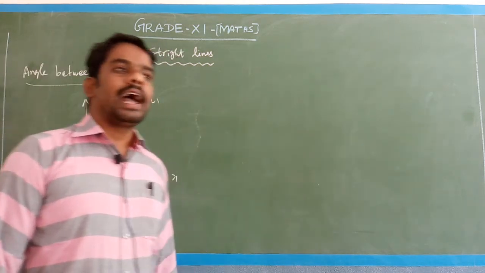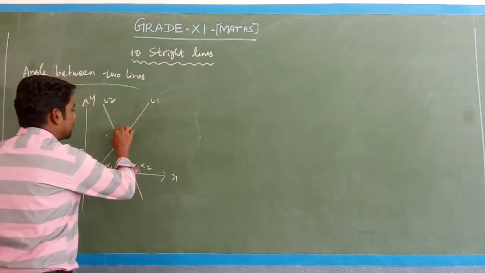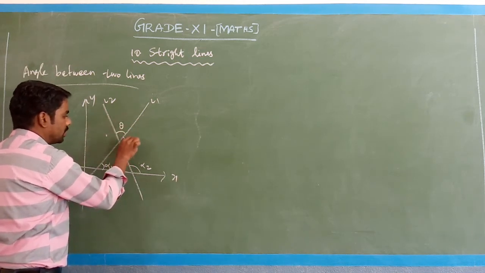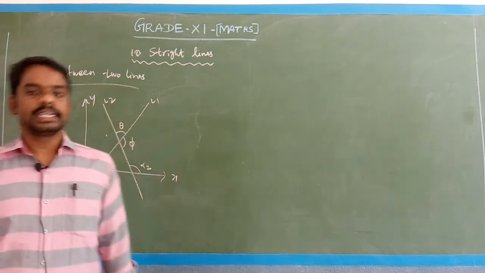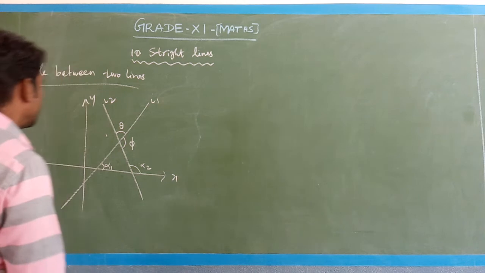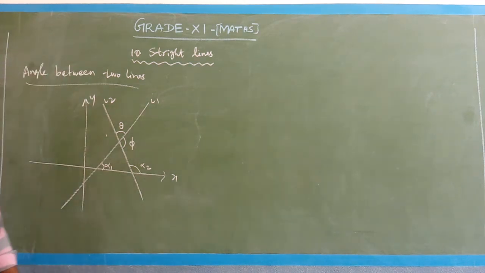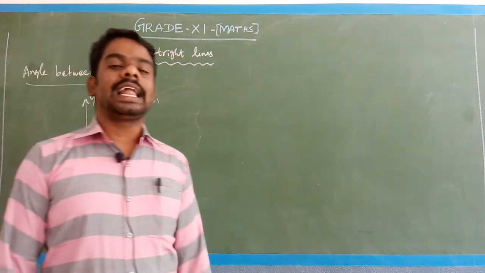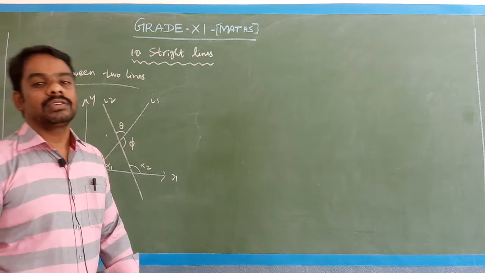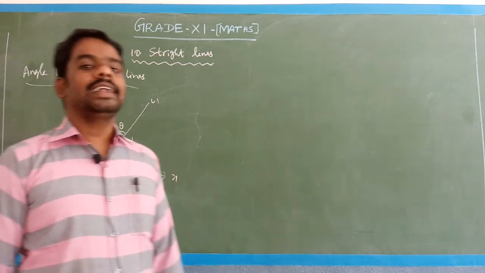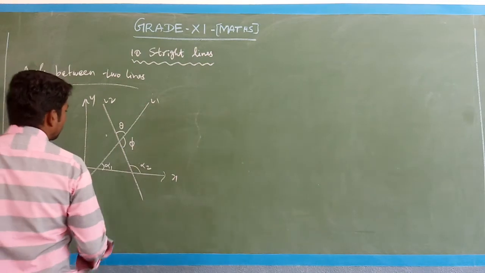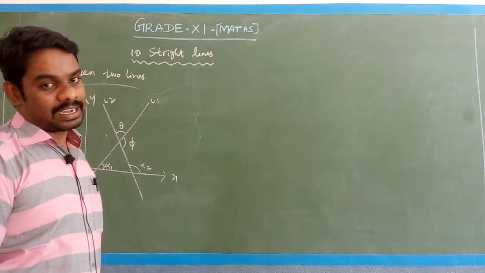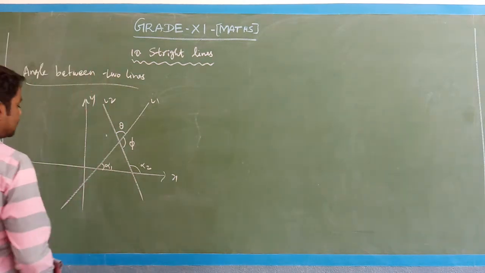The angle between two lines is theta or pi. Theta is acute and pi is obtuse. You know that the slope of the line is m equal to tan theta. Here theta and pi are two adjacent angles.